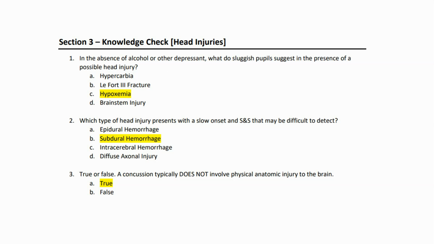And finally, true or false. A concussion typically does not involve physical anatomic injury to the brain. And the answer there is true. Those diffuse injuries are more chemical related than they are anything else.